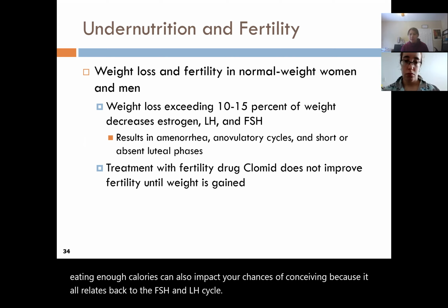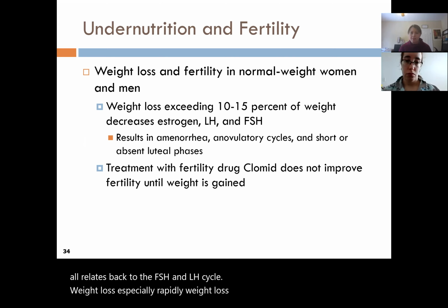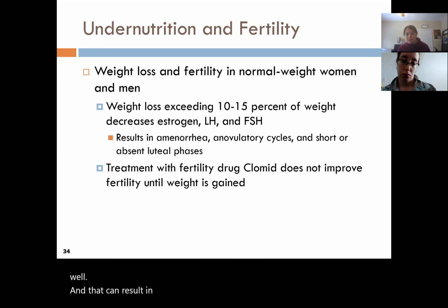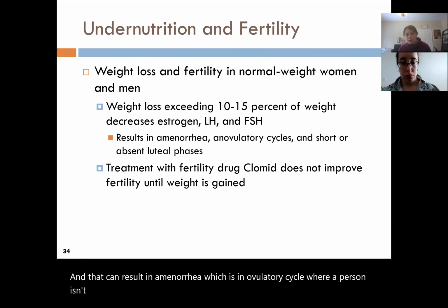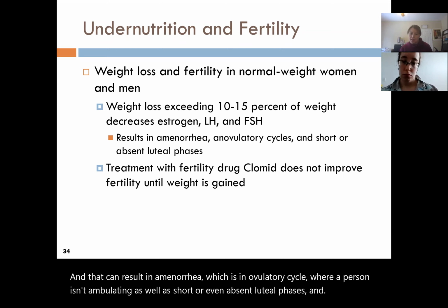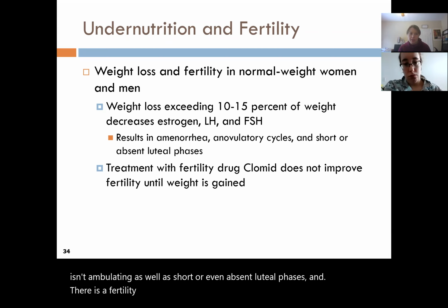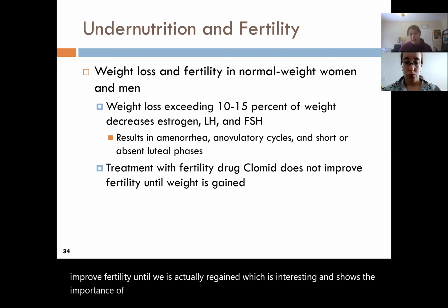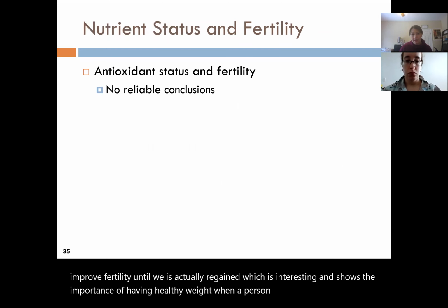Weight loss, especially rapid weight loss, can impact LH and FSH as well. And that can result in amenorrhea, which is an anovulatory cycle where a person isn't ovulating, as well as short or even absent luteal phases. And there is a fertility drug called Clomid to help increase fertility. It doesn't improve fertility until weight is actually regained, which is interesting and shows the importance of having a healthy weight when a person is trying to conceive.